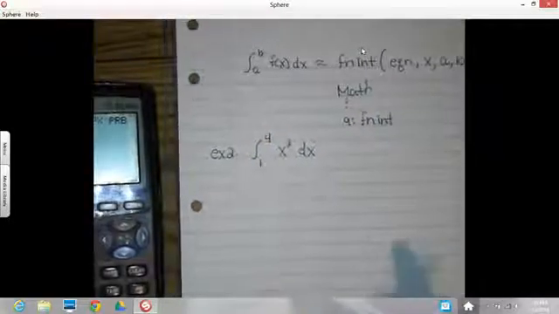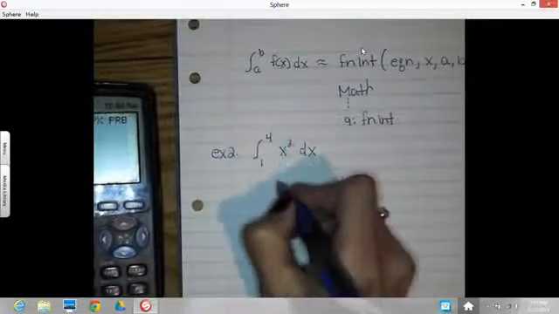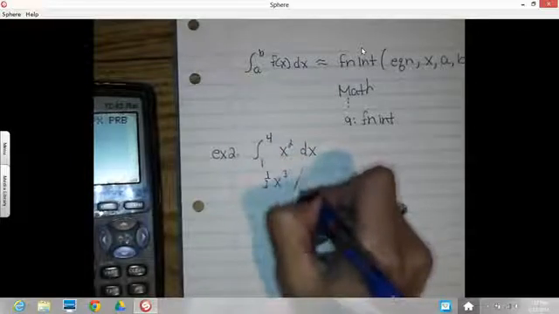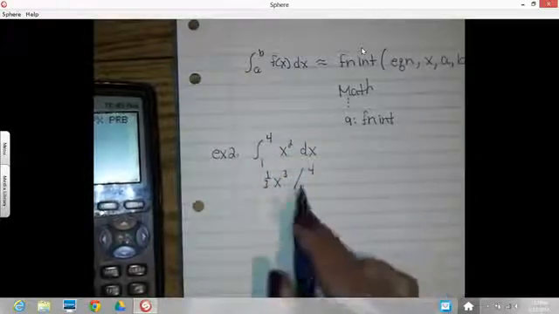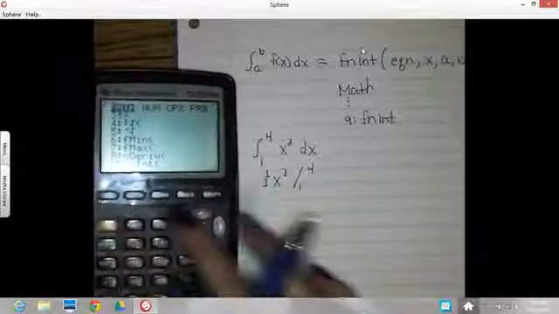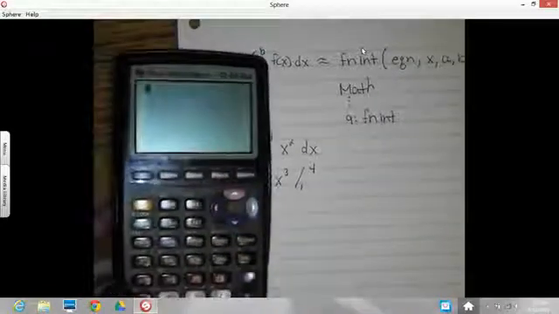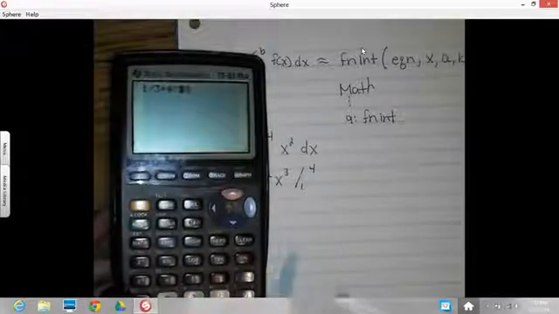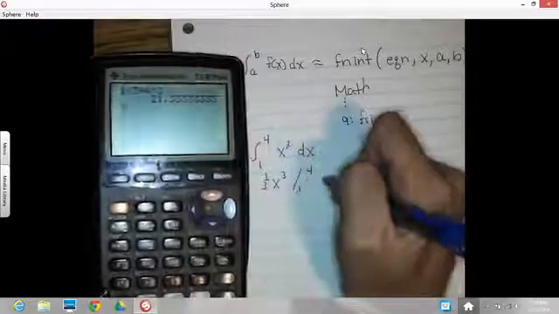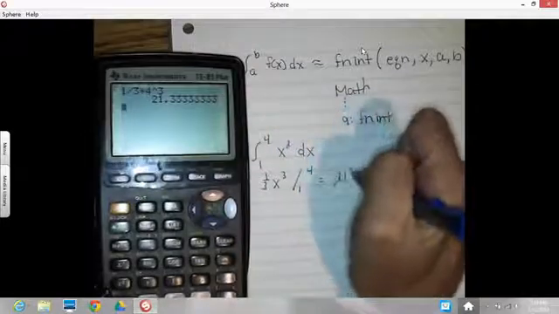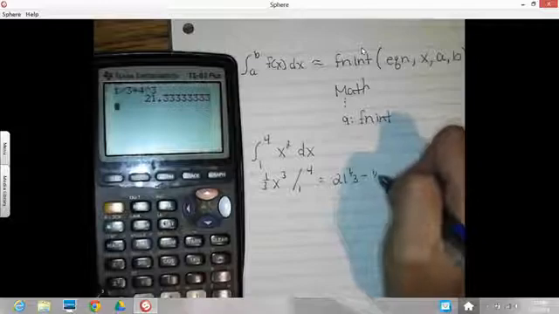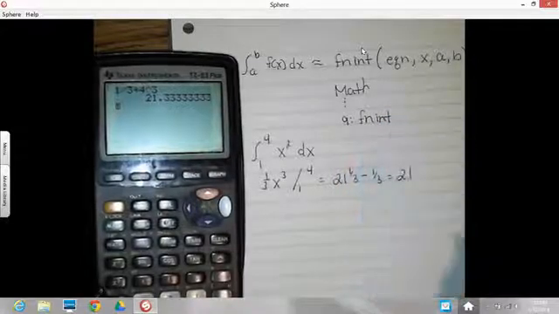So just doing it by hand, normal, we would do a power rule here, and you'd get x cubed times 1/3 from 1 to 4. So putting in the 4, we would have 1/3 times 4 cubed is 21 1/3. And then we're going to subtract. Putting in the 1, we'll have 1/3. And we get exactly 21.